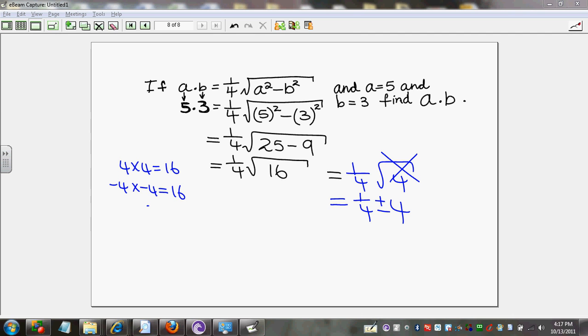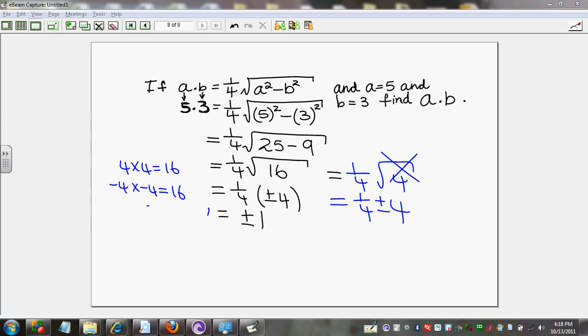And from here now, if this is what we're looking at, your solution should have read a quarter multiplied by plus or minus 4. And then from that stage, a quarter times plus or minus 4 will be plus or minus 1. A quarter times 4 is 1, and a quarter times minus 4 is minus 1.